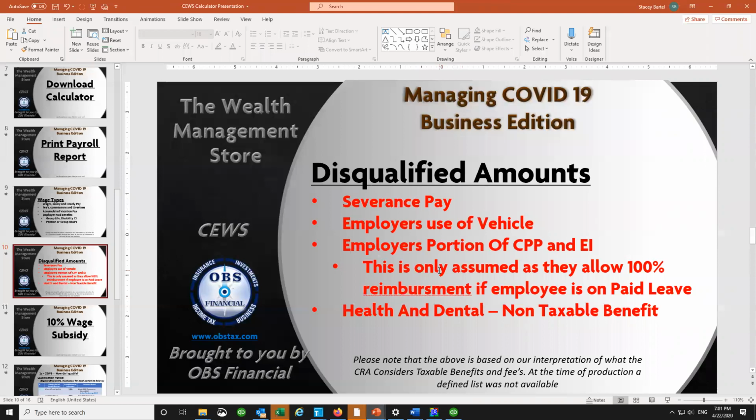So now this is where I really got confused because even after making that video and when I first started doing this, I included it in my calculations. Same thing with I included health and dental because I pay for that for my employees. But because it's not a taxable benefit, health and dental is a non-taxable benefit, we cannot include it. At least that's the assumption that I'm making. Also, we're assuming that the employer's portion of CPP and EI, because we don't deduct tax off it, and because there's also the reimbursement if employees are on paid leave, that's what tells us that we can't include that.